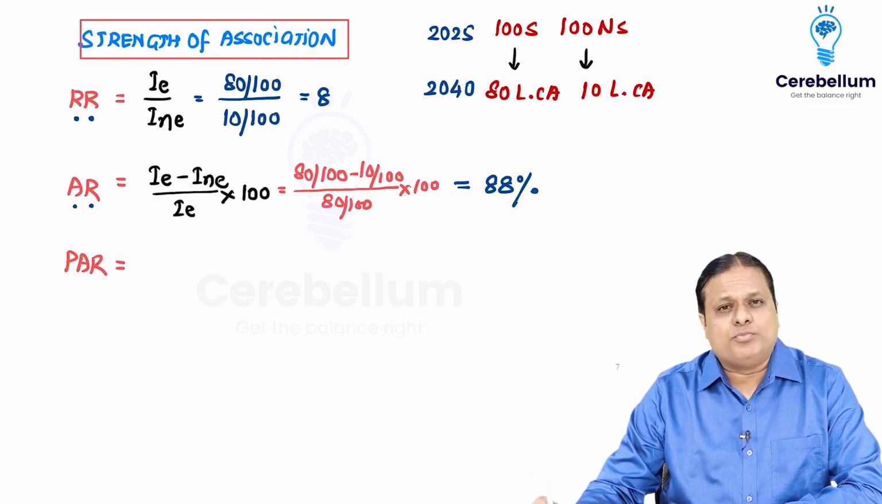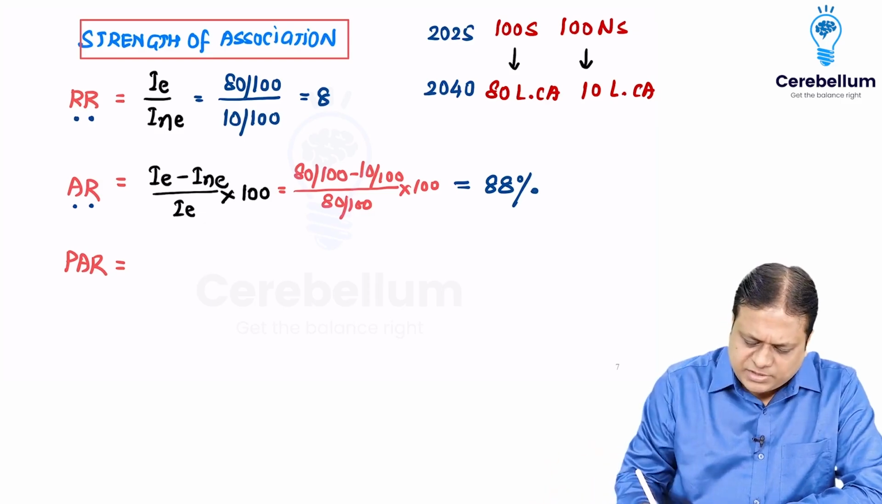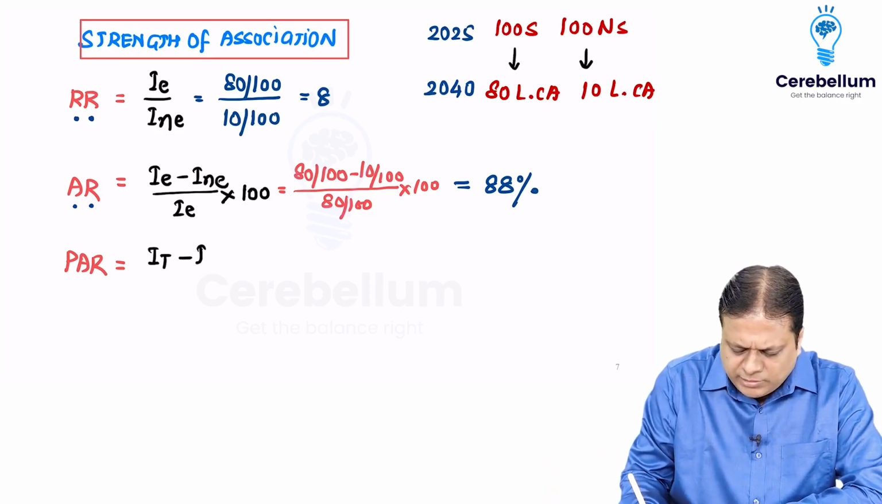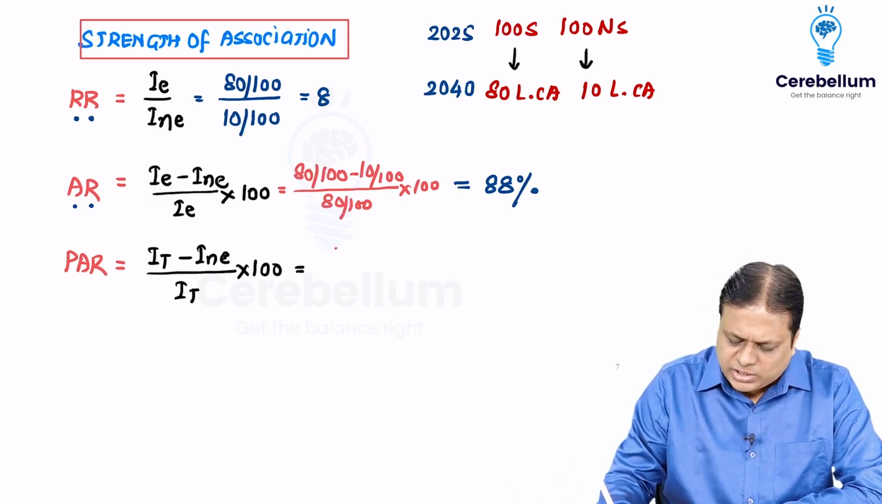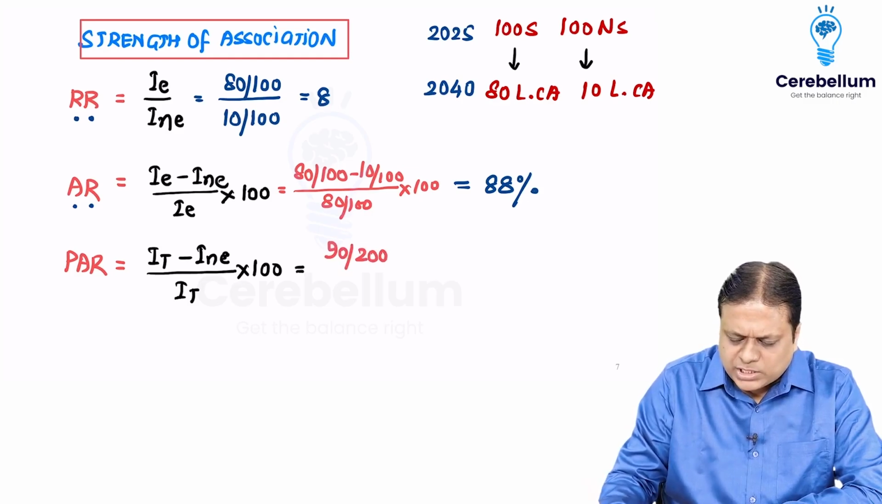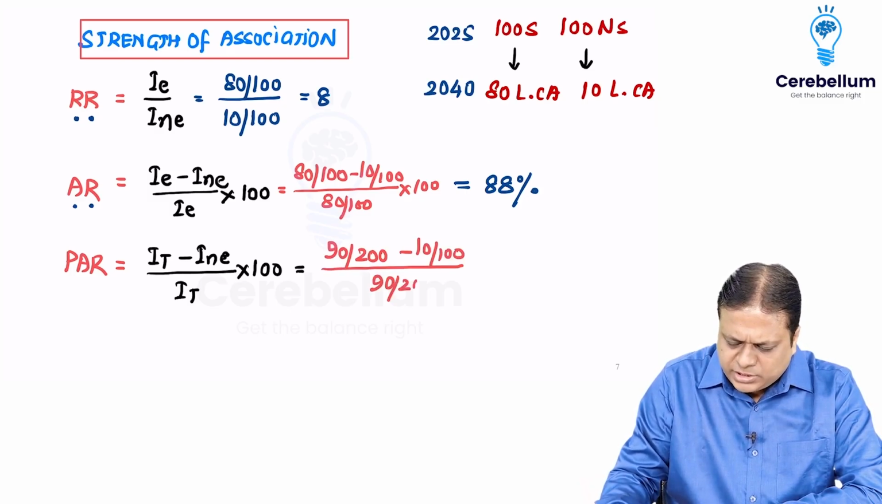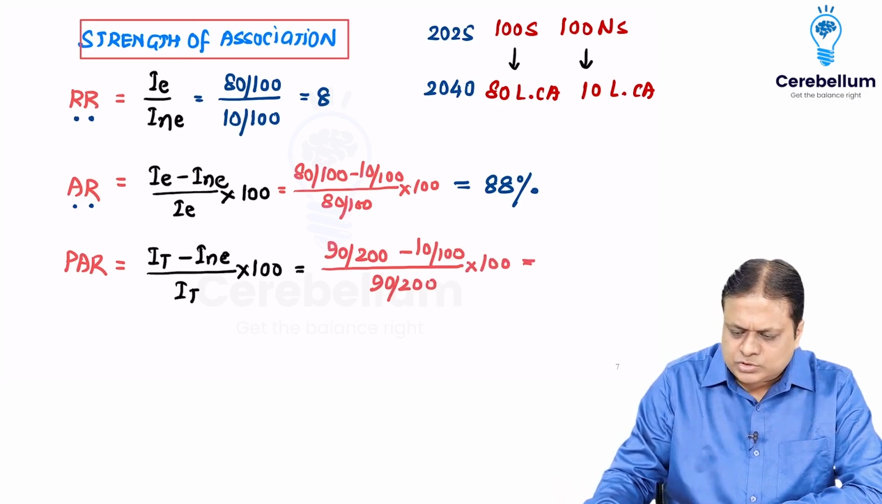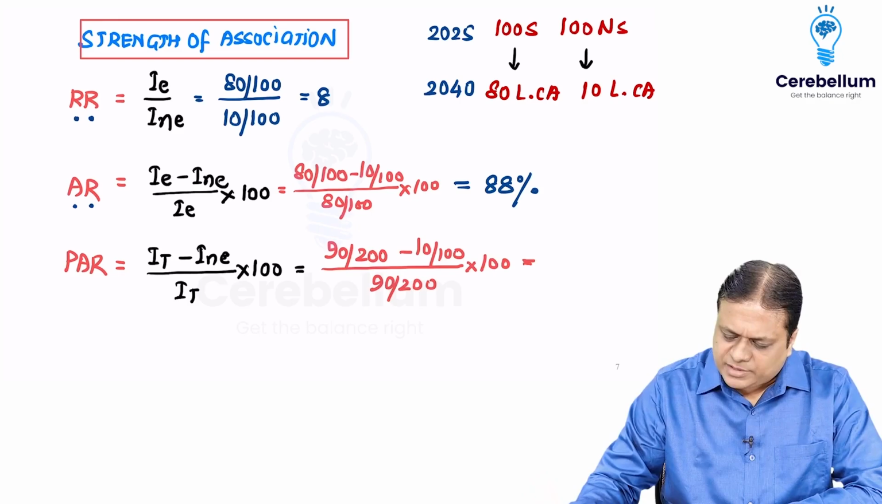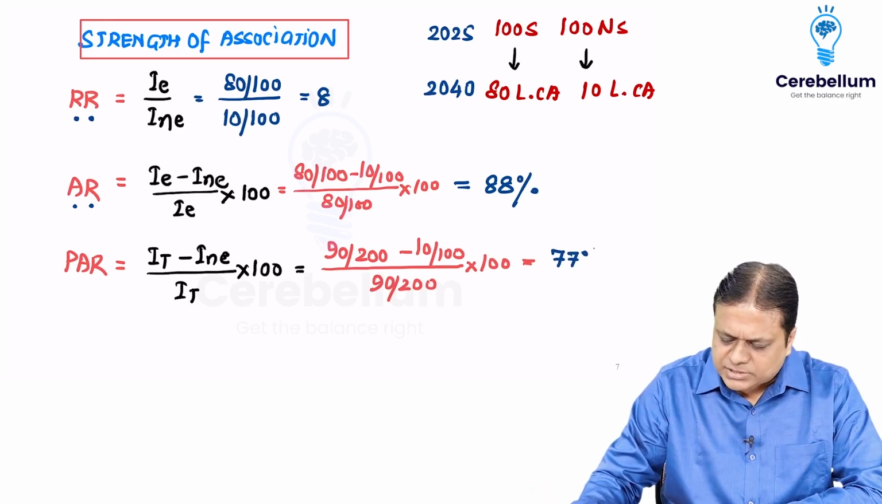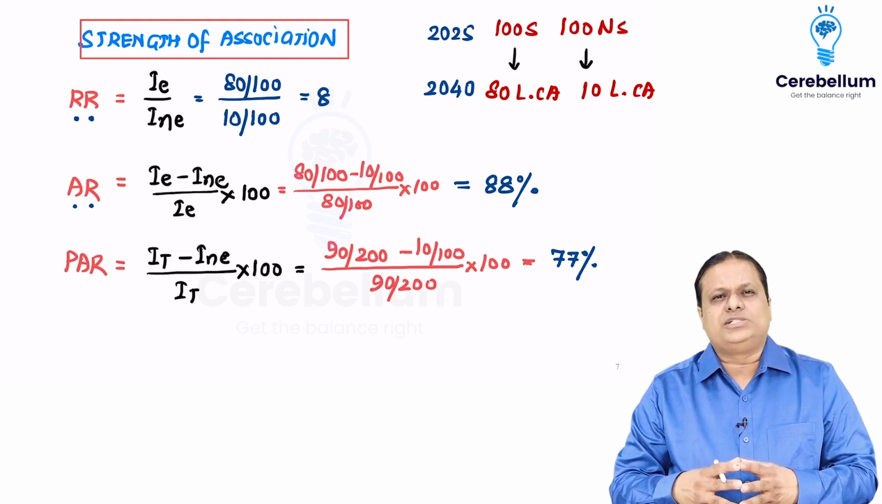Now PAR, population attributable risk, this is given by the formula incidence in total minus incidence in non-exposed upon incidence in total into 100. Now what is incidence in total in this particular study? Total 90 develop lung cancer out of 200 people minus incidence in non-exposed upon incidence in total into 100. So this will be roughly 7 by 9 or roughly 77%.